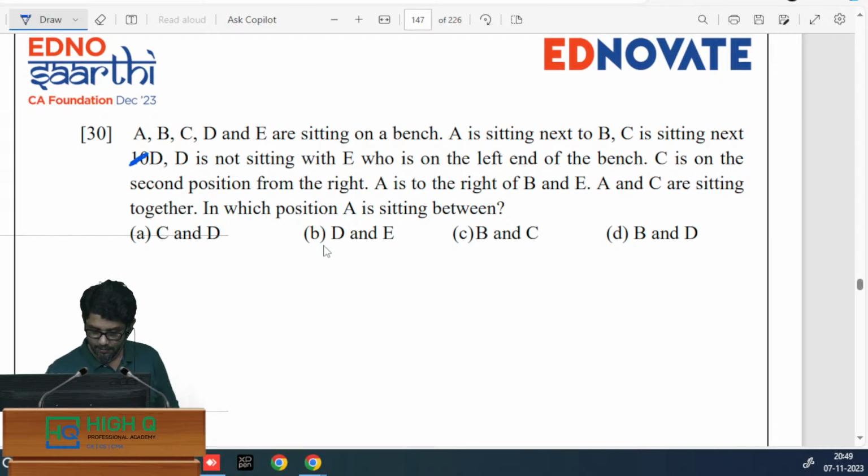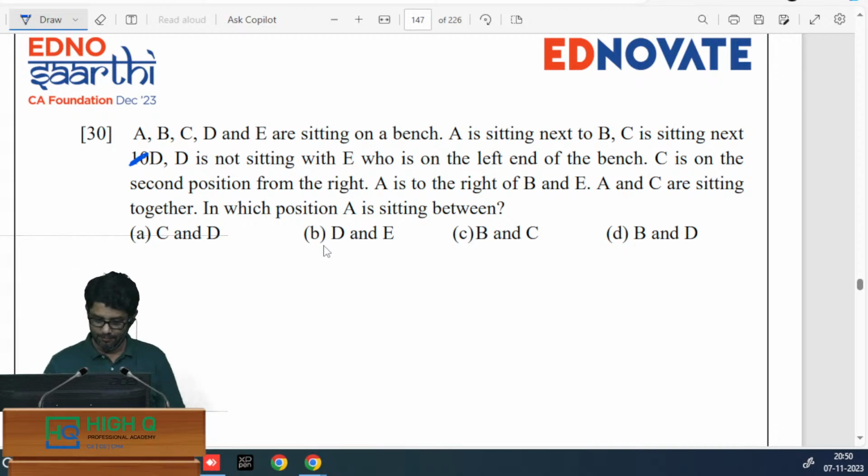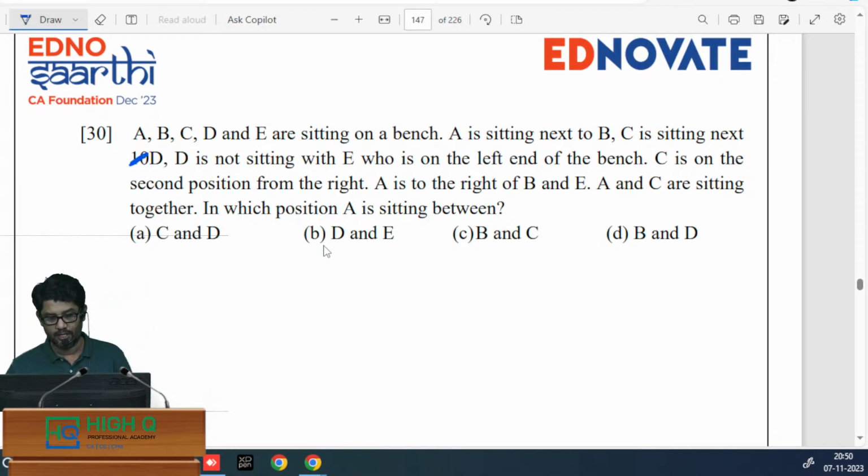Same question? No. A, B, C, D and E are sitting on a bench. A is sitting next to B. C is sitting next to D. D is not sitting with E, who is on the left end of the bench. Same question only, no? C is on the second position from the right. Okay. Now, in which position is A sitting between? Similar question only, right?